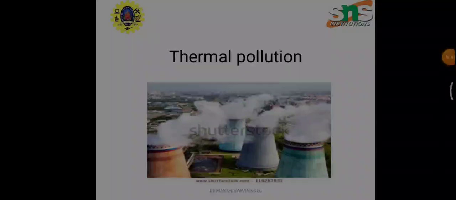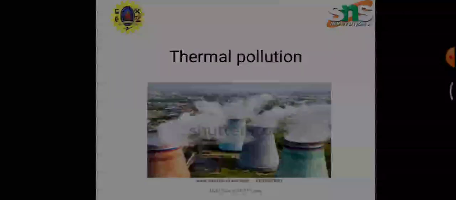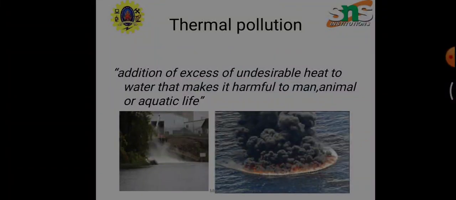Good evening, everyone. Today we will discuss a case study on thermal pollution. So we know that thermal pollution is defined as the addition of excess undesirable heat to water that makes it harmful to man, animal, or aquatic life, or otherwise causes significant departures from the normal activities of aquatic communities in water.